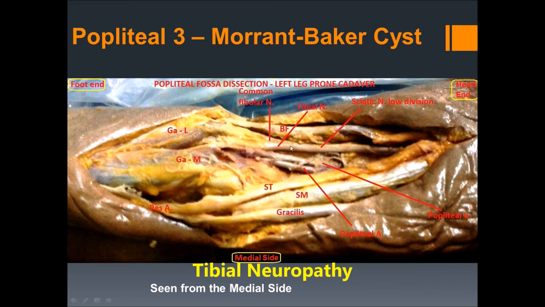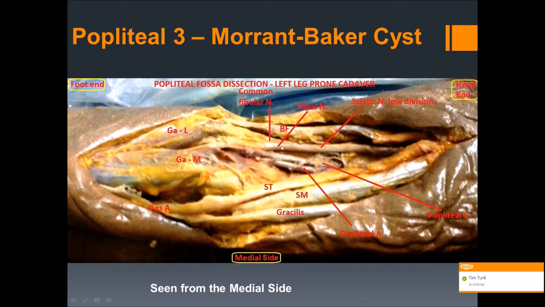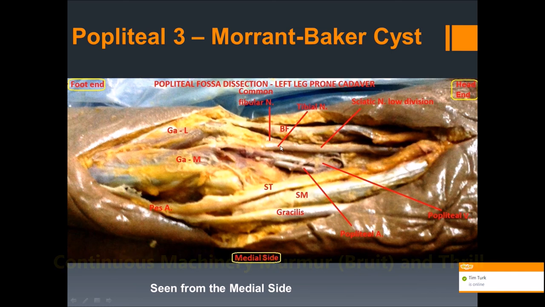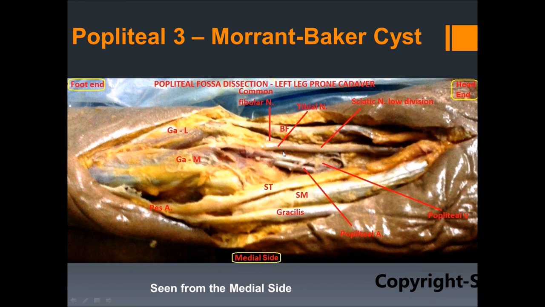How do we differentiate an aneurysm from a lymph node swelling? An aneurysm will present with an expansile pulsation on the back of the knee, and a lymph node swelling, which is situated on top of the popliteal artery, will have a transmitted pulsation. Additionally, if a person has an arteriovenous fistula, then we will be able to feel a palpable thrill when we palpate, and we will be able to hear a continuous machinery murmur, so-called bruit, in the case of arteriovenous fistula.